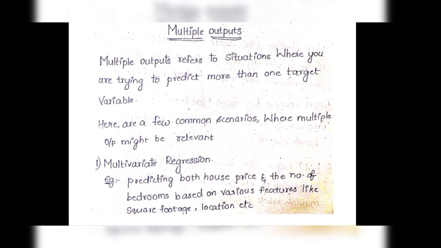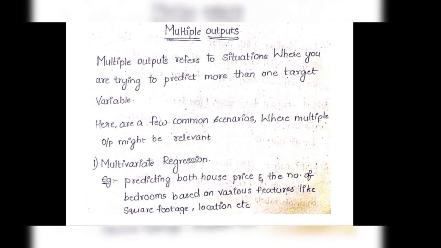Here are a few common scenarios where multiple outputs might be relevant. See, in both cities we have traffic planners. Some people may get from the east to the west side within 1 minute or within 1 hour, so the average answers between these two areas will be the same. In that case, we get relevant answers for two or more variables. See how it will be. Multivariate regression: in multiple outputs, we have this type of regression.